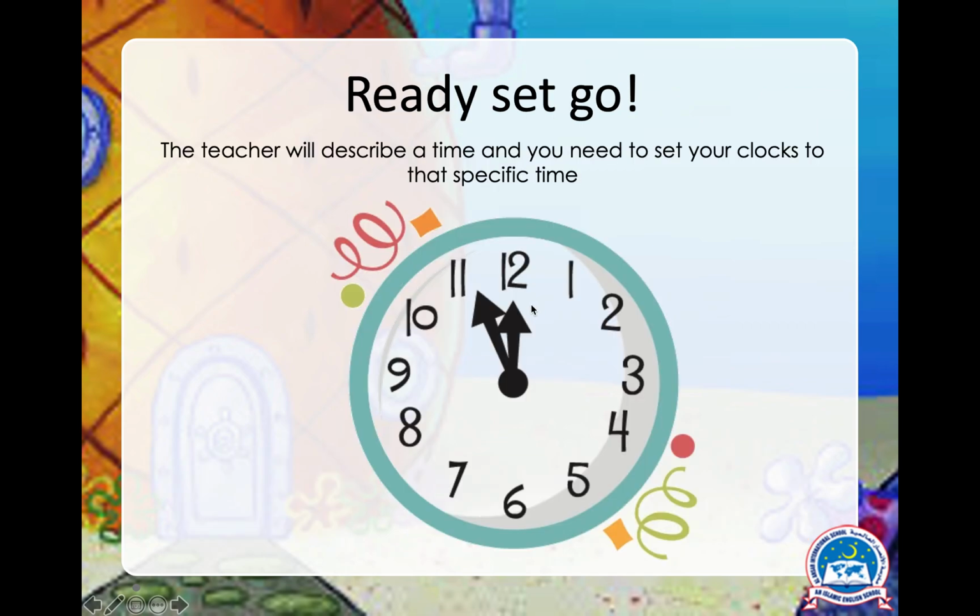Now try playing this game at home. Ask your mom or dad to give you any time and race against the clock to see how quick you could set your clock to that time they've given you. Give it a go. It could be really fun.